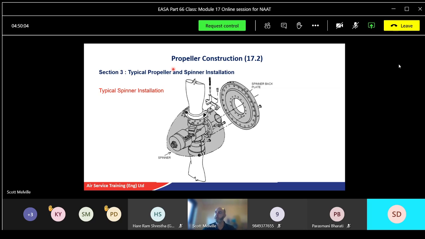And once it's all assembled, you can see the assembly inside, your back plate and anything else that needs to be attached to it as well. All we're doing is the spinner acts as a nice aerodynamic front to the hub for the propellers, keeps things nice and smooth, and stops dirt and other parts and pieces getting in there as well.